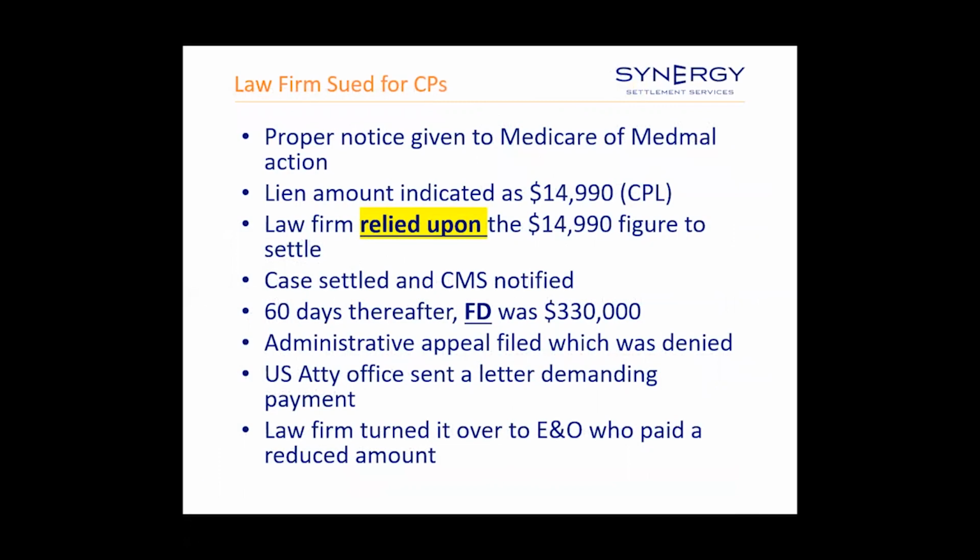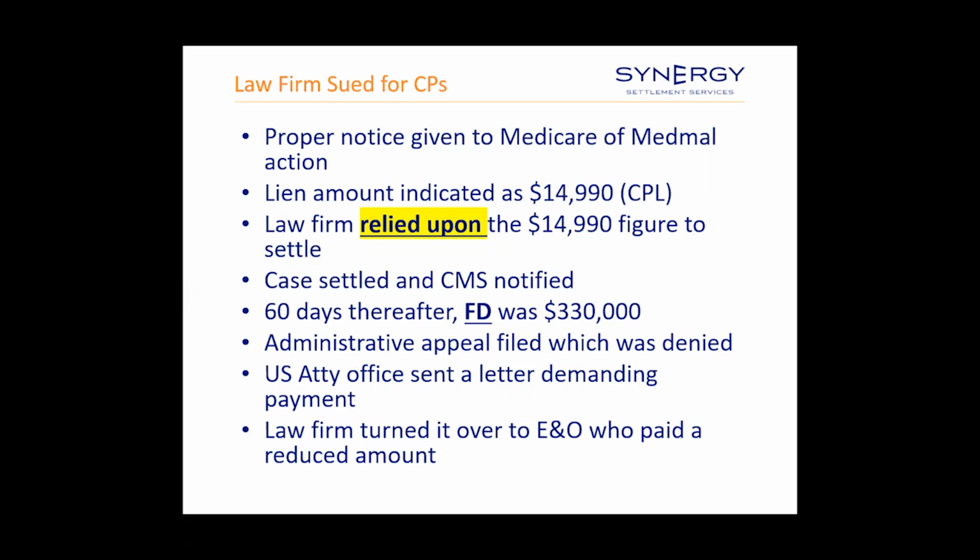I wanted to go through briefly this scenario, which is a real-world example of exactly what happened, which led to ultimately the government pursuing a law firm. This particular firm was handling a medical malpractice action, put Medicare on notice of the action. The law firm received a conditional payment letter of $14,990. The law firm relied upon that figure to settle the case. The case ultimately was settled and Medicare was put on notice of the settlement. And 60 days thereafter, Medicare issued their final demand, which was $330,000.